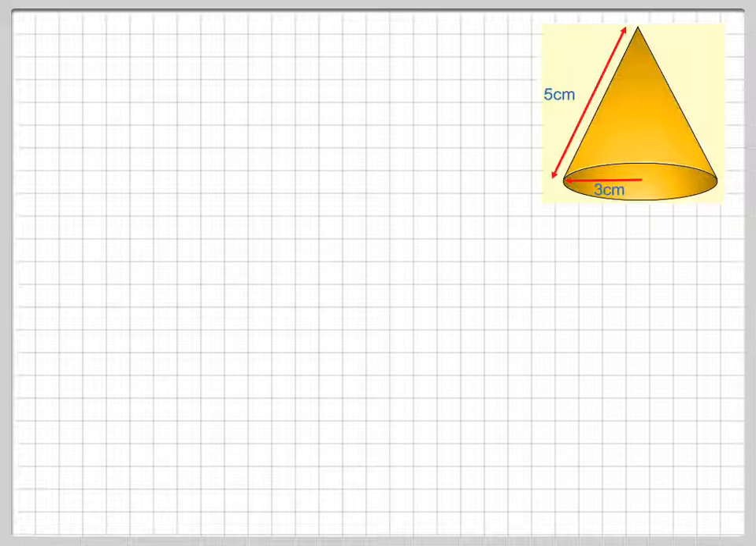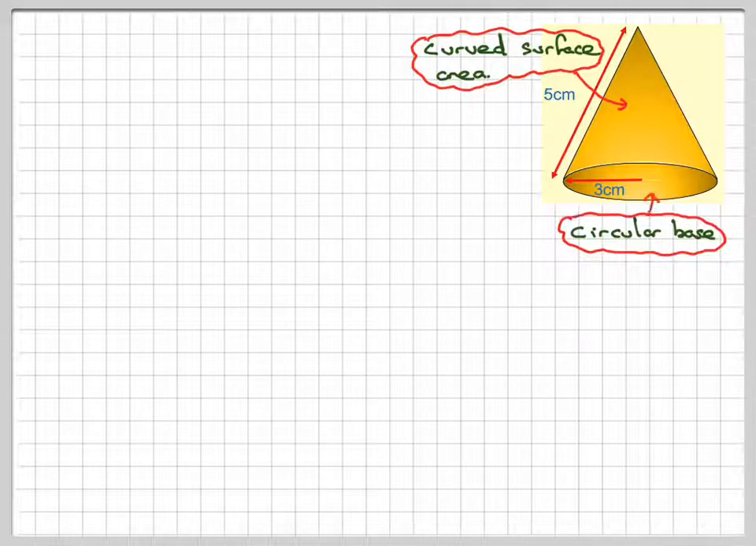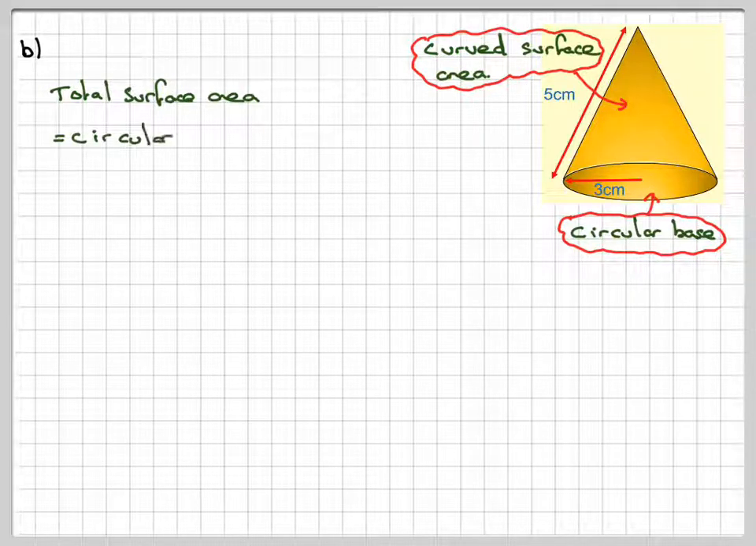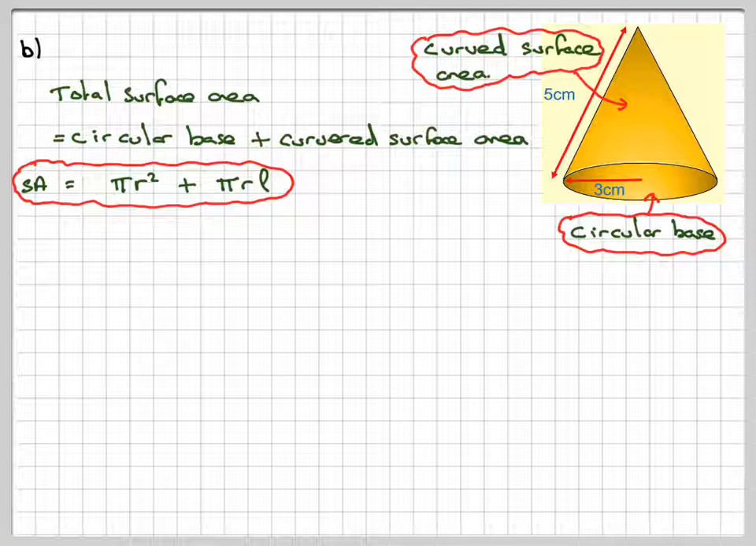Now, for the total surface area, we take the curved surface area, which we just calculated, and the circular base. Don't forget that's a circle. So the total surface area of a cone will be the circular base plus the curved surface area. So it's going to be pi r squared plus pi r L. The area of that base is pi r squared, and we just worked out the area of the curved surface area is pi r L.